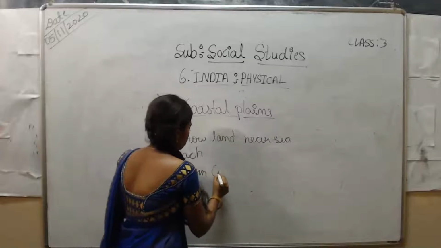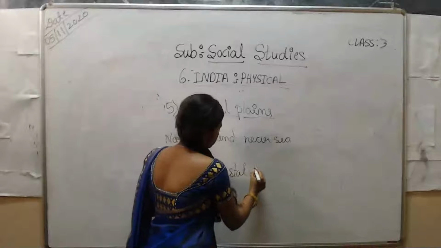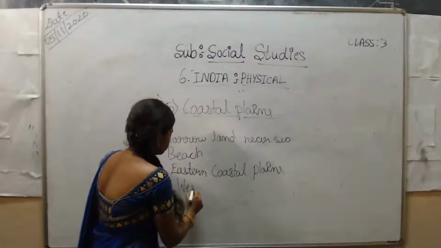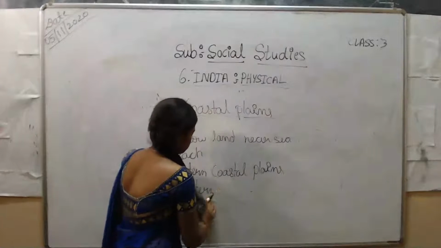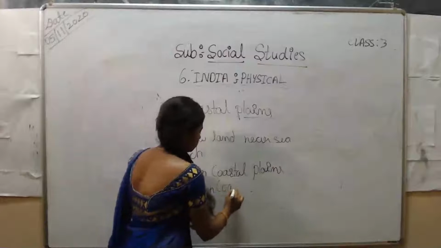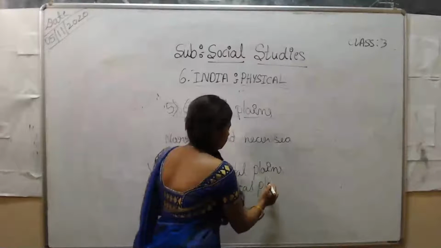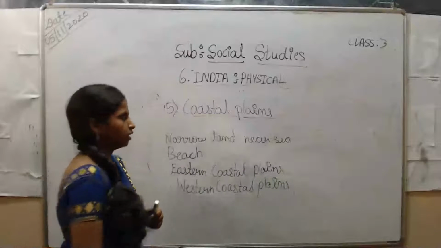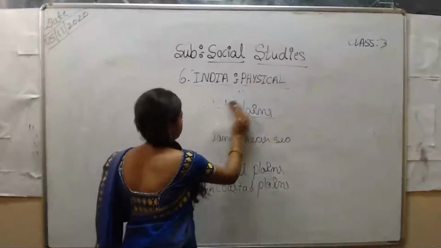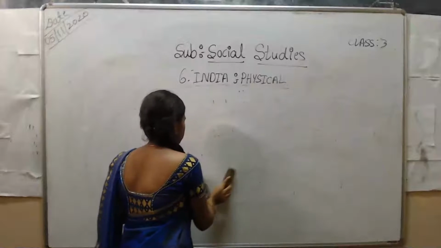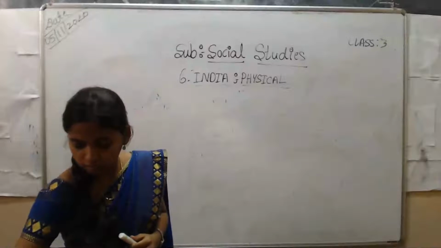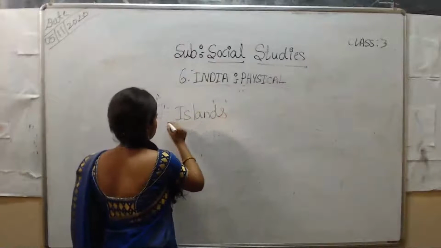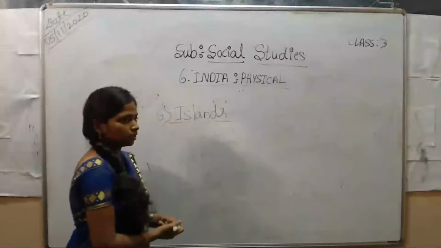Eastern coastal plains, then western coastal plains. Western coastal plains we have in our country. Then the next one and the last one, that is islands. What is the last one? Sixth main physical division, that is island.